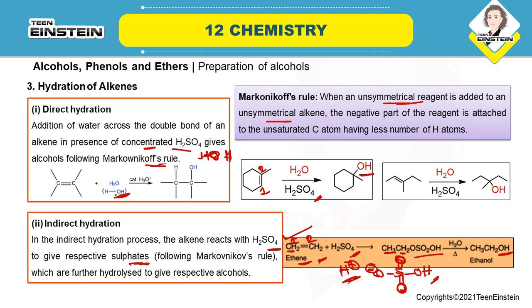Now come to the second example. Suppose this is 1 carbon, this is 2 carbon. Now in 1 carbon there is a methyl group and there is 1 hydrogen, but in 2 carbon there is no hydrogen, 0 hydrogen. That means this is the carbon with lesser number of hydrogen, in this case 0, attached. So that is why now the negative part is attached to this carbon. So this is the Markovnikov rule.